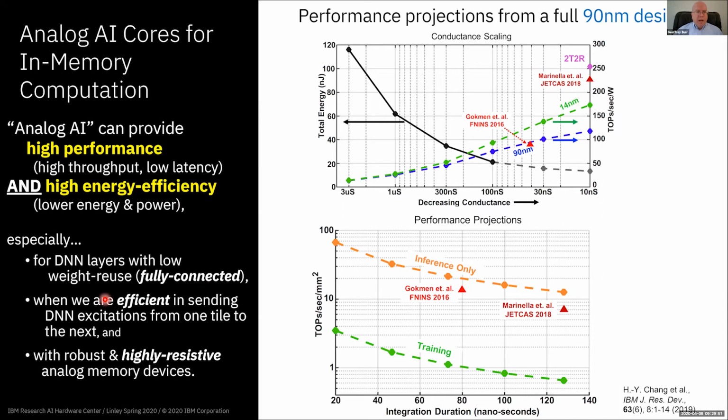I mentioned the ADCs. We have to be very careful and very efficient with those ADCs in terms of the area and power that they require, because if we're not, then that will depress this curve quite a bit. And then we need the analog memory devices, and I have a couple of slides on those in the remainder of the talk. We need them to be robust and highly resistive. Right? As the resistance goes up, I will be able to move from left to right.